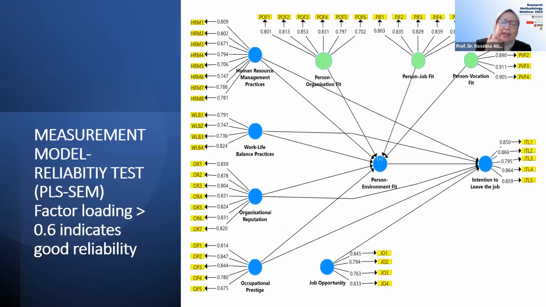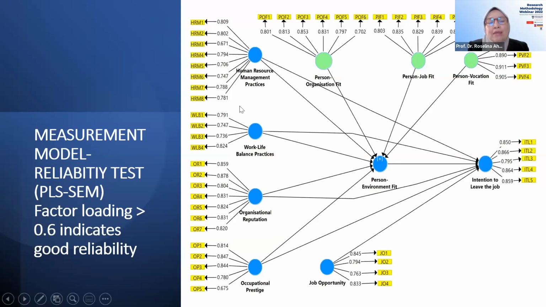The other part is the measurement model, the reliability and the validity. You are quite familiar now with all these figures. By now I hope you know that all the circles are representing the variables. The yellow squares are representing the items that constitute the variables. For example, under human resource practices, there are basically 1, 2, 3, 4, 5, 6, 7, 8 items.